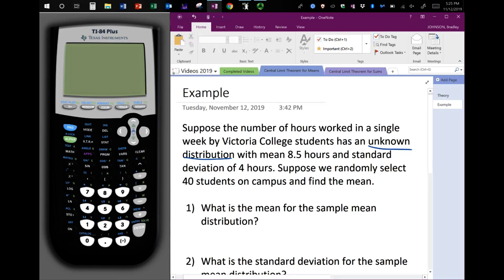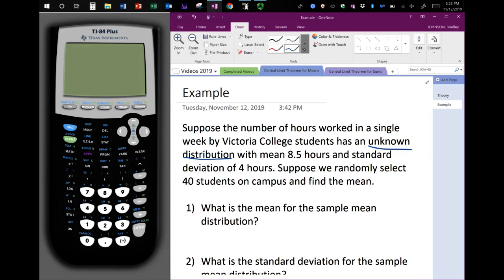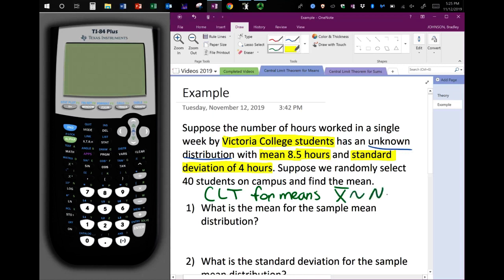The population would be all Victoria College students, right? That is our population that we're thinking of. And from that population, we know the mean, 8.5 hours, and we know the standard deviation, 4 hours. Now, what we want to do is think of the central limit theorem for means. The central limit theorem for means tells us exactly what we just discussed a little bit ago. It tells us that X bar is distributed normally.